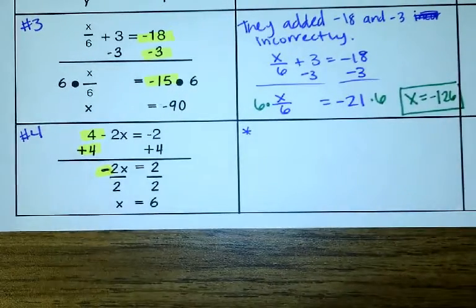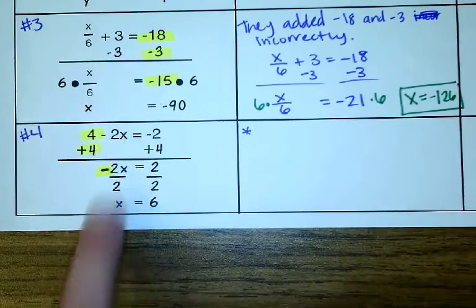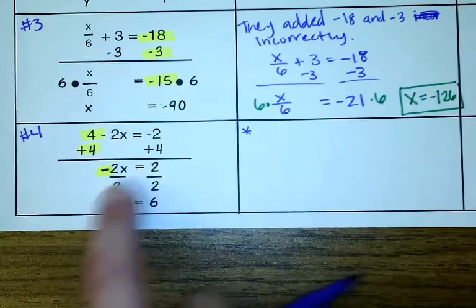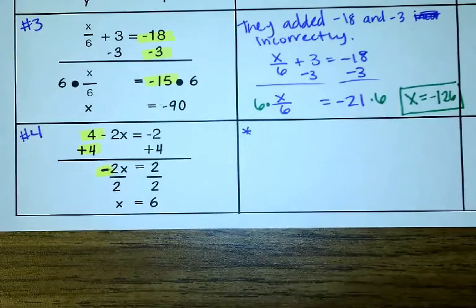So you would describe them. They didn't use inverse operations. They forgot to bring down the negative. Then they didn't divide by the negative. And they also divided incorrectly. So these poor guys, man, they're really struggling, okay?